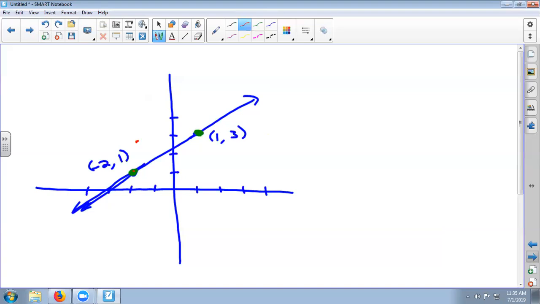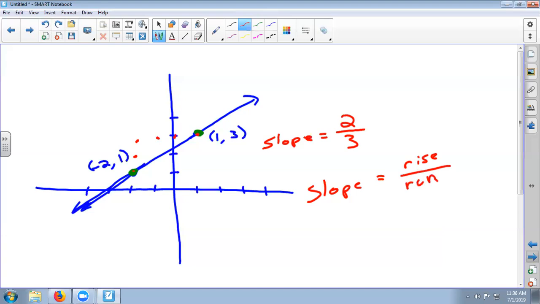The rise was 2, and the run was 3. And that is what slope is. Slope is the rise over run. In the simplest terms, it is the rise over the run.